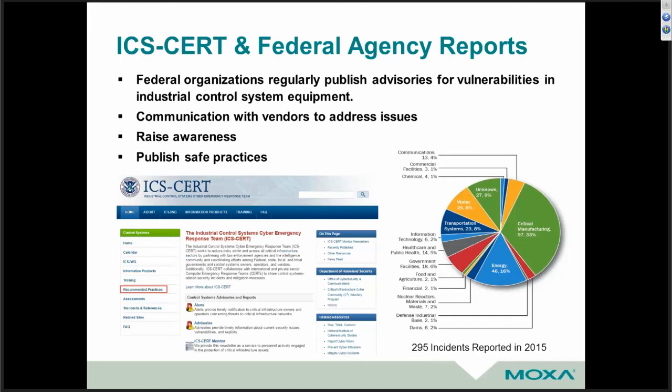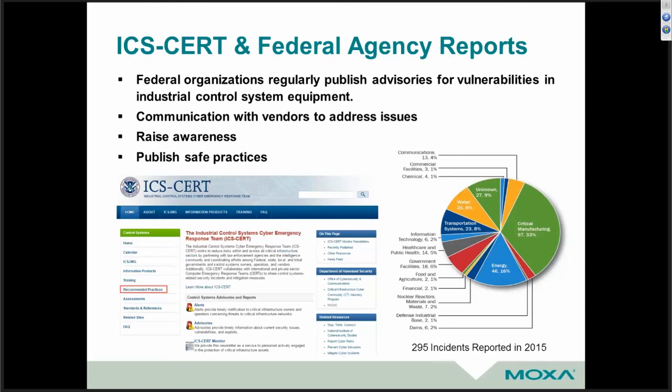If you've never been to ICS CERT's website, I highly urge you to go do that and at least take a look at the recommended practices there. You'll find a really good, easy to read start to get started in ICS security.